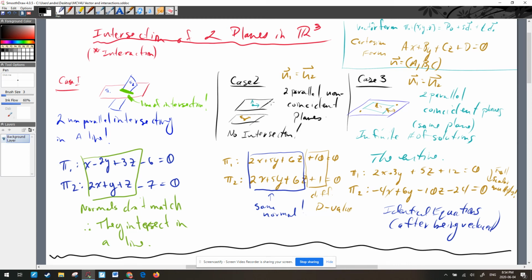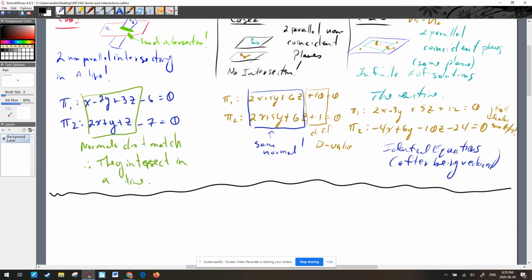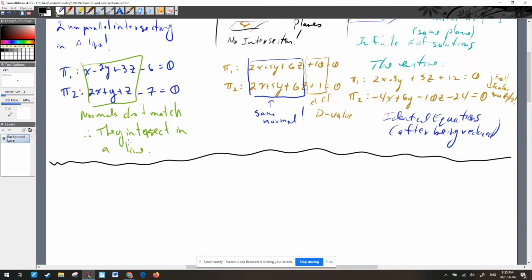If I gave them to you in different forms, your first step is obviously going to be to get them into Cartesian form. As soon as they're in Cartesian form, you can identify at a glance whether it's case one, case two, or case three, as long as they are in appropriate Cartesian form. You will be able to, in seconds, identify what it is. And we said that case one is going to be identified because they don't have the same normals. As soon as they don't have the same normals, it means they are going to intersect, and they're going to intersect in a line.